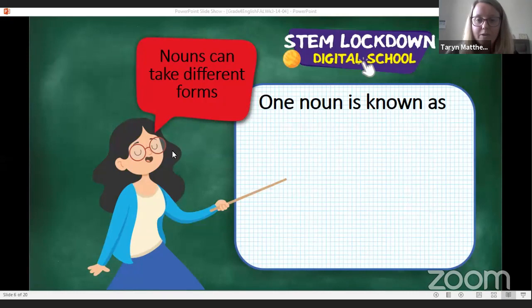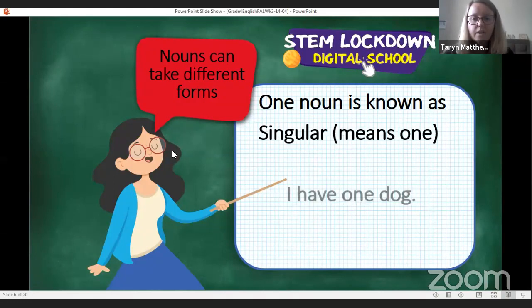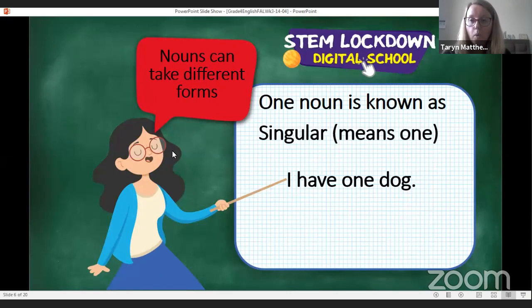So the answer I'm looking for is, it is a singular. Have you heard of that word before? Singular means it's only one. So there's only one of those things. Okay, I see some of you have heard it before. Good. Now, I can say I have one dog. So I know I've got one dog because dog is singular.